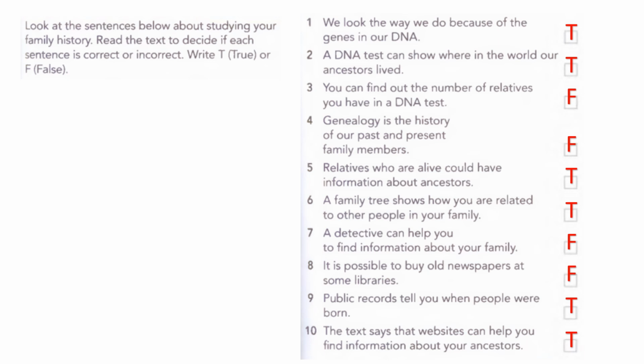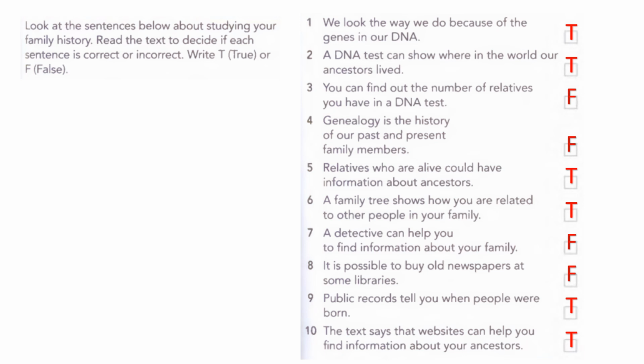Number 4. Genealogy is the history of our past and present family members. This one is also false. Number 5. Relatives who are alive could have information about ancestors. This is true. Number 6. A family tree shows how you are related to other people in your family. This one is also true. Number 7. A detective can help you to find information about your family. This one is false.